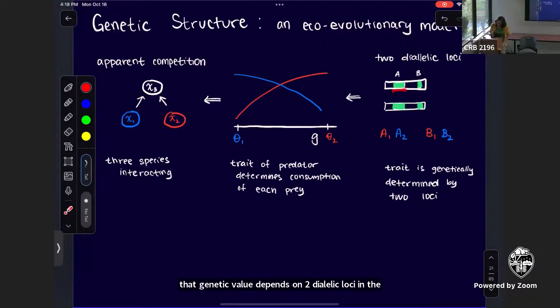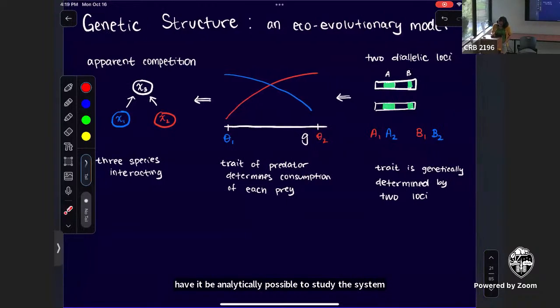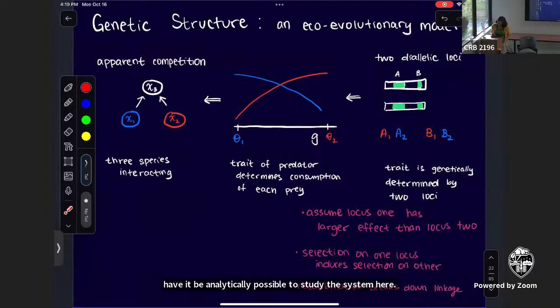So 2 loci, each with 2 possible alleles that are going to determine the genotypic value of each individual predator here. Okay, we purposely did 2 diallelic loci. I wanted to explore more complex genetic architecture, but still be able to have it be analytically possible to study the system here. So we can write down some assumptions.